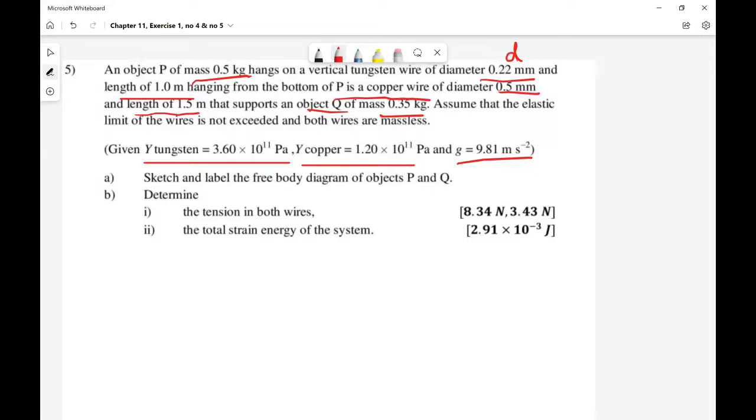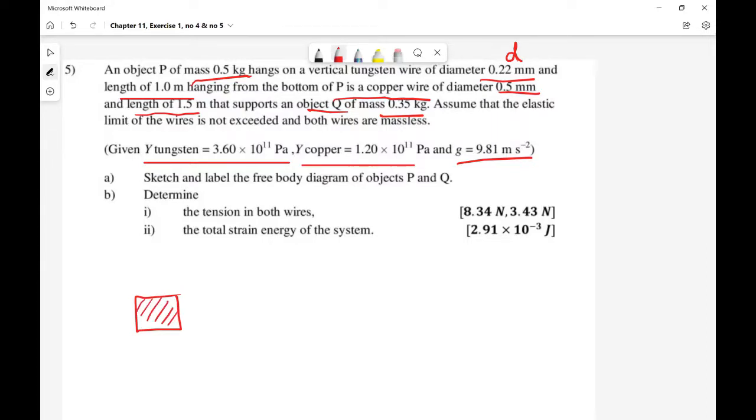Okay, boleh imagine tak macam mana? So sekarang ni sebenarnya ada dua objek, objek P dan objek Q, dan ada dua wire, wire tungsten dan wire copper. So kita lukis dulu. Yang ni bukan free body diagram lagi. Kita lukis dulu situasi soalan ni.